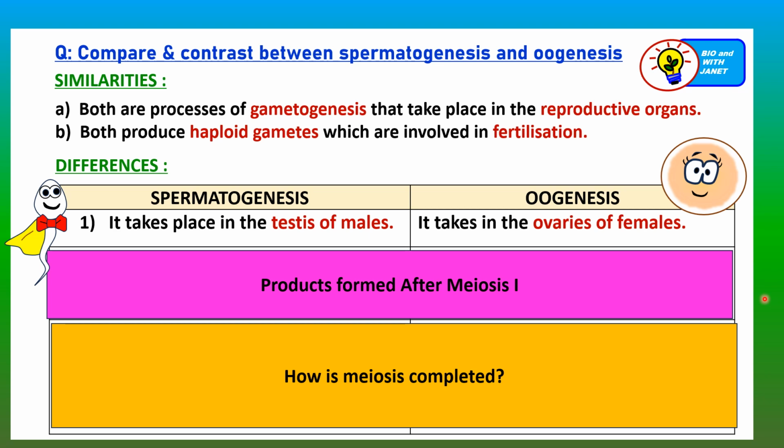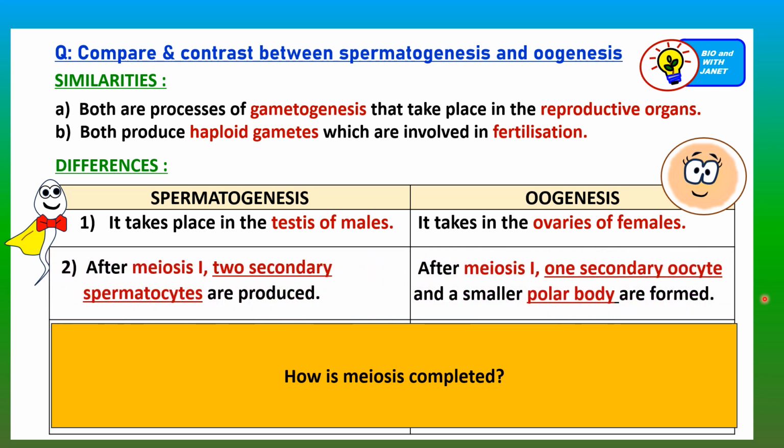Secondly, what are the products formed after meiosis 1? So after meiosis 1, in males, 2 secondary spermatocytes are produced when one primary spermatocyte divides. So 2 secondary spermatocytes are produced from one primary spermatocyte. But in oogenesis, after meiosis 1, there are less functional cells produced. Only one functional secondary oocyte is produced, and another cell produced is a smaller non-functional polar body. So all these are produced from one primary oocyte.